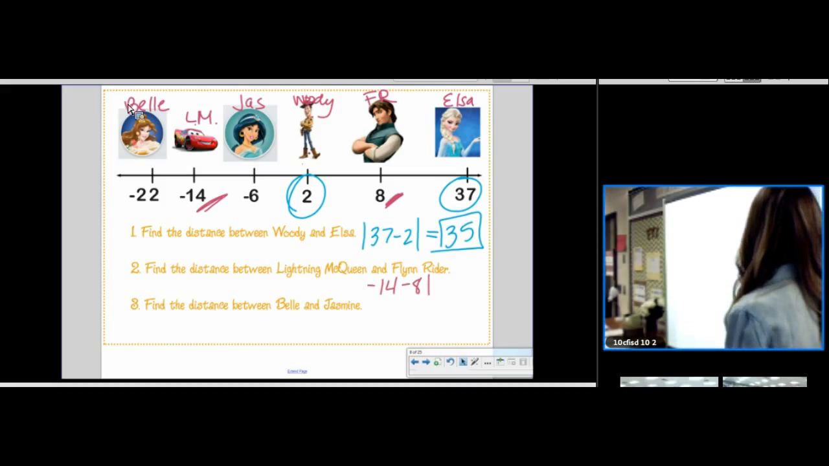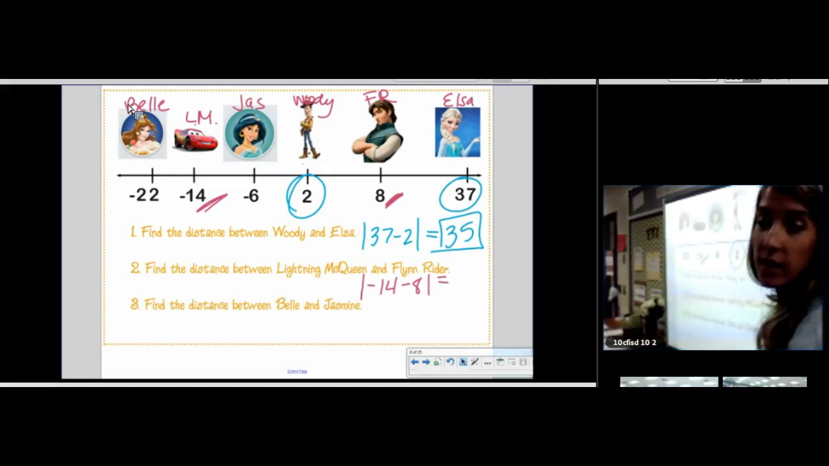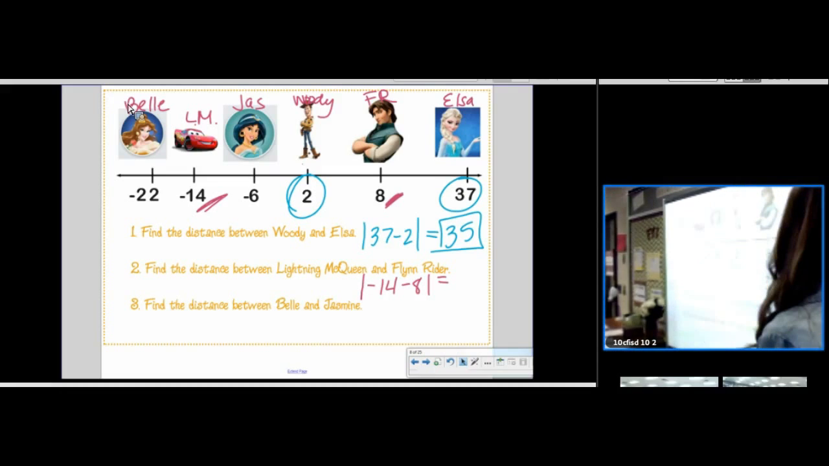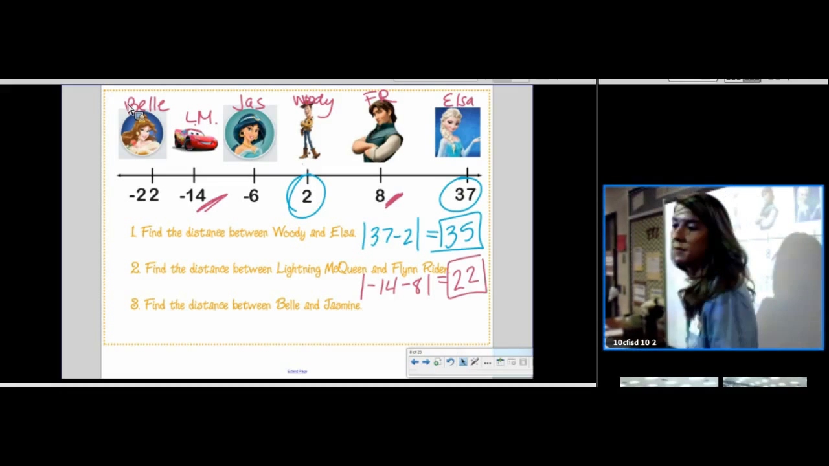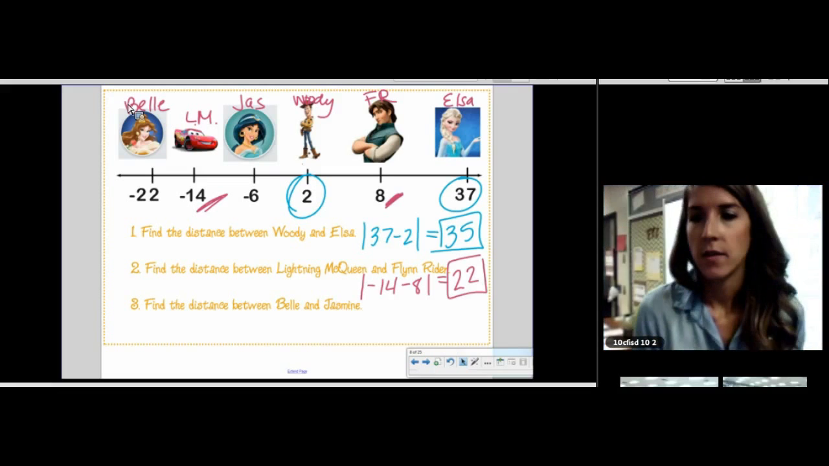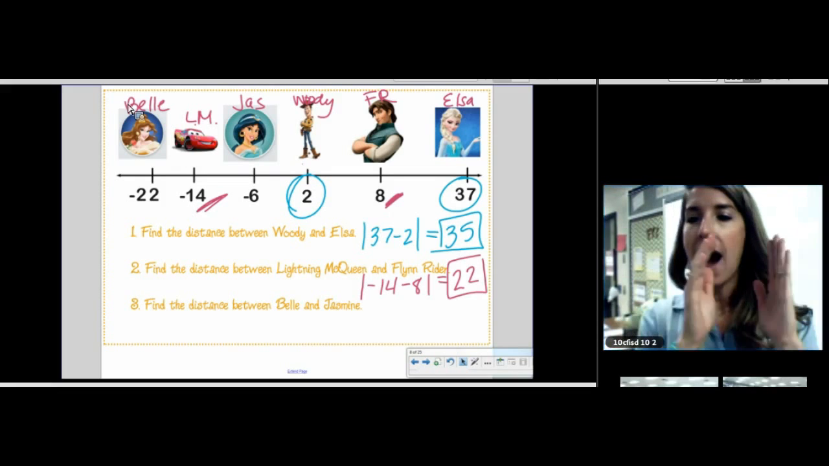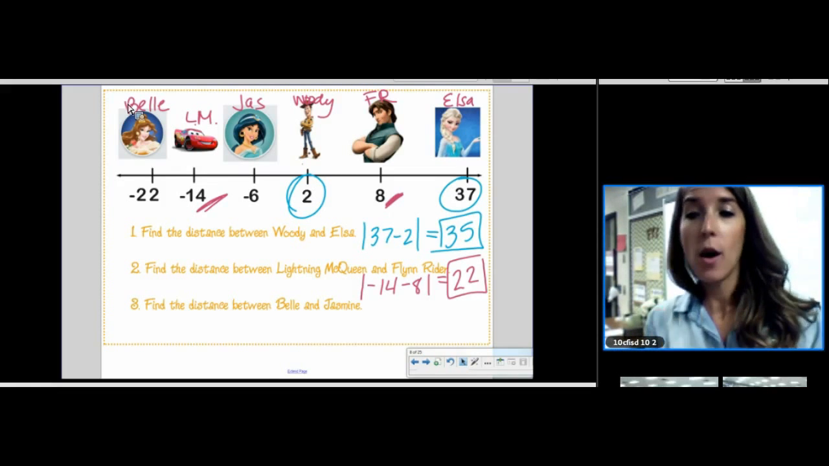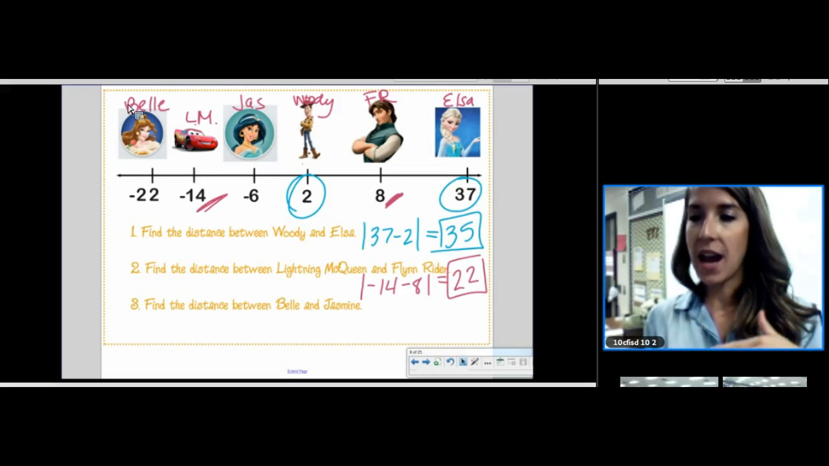Subtract them and make it positive. Very good. You could think of it as saying, how far is it from 14 to 0? Oh, 14. And then 0 to 8 is 8. So it's just 14 plus 8.